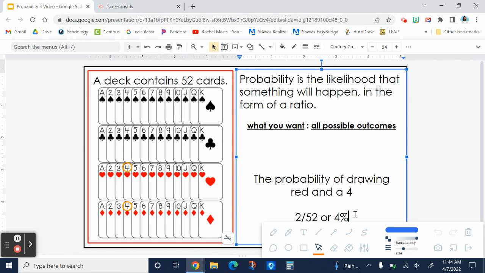All of these happen to be unlikely because they're all less than 50%. So if someone wants to make a card bet, you're probably not going to want to agree to it.